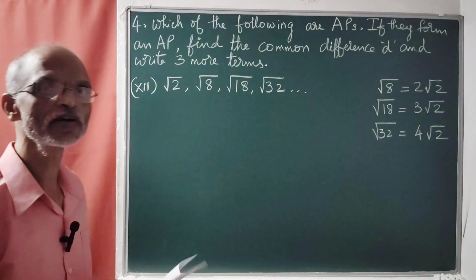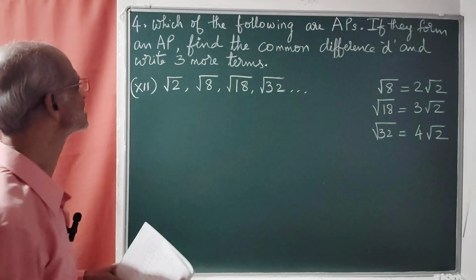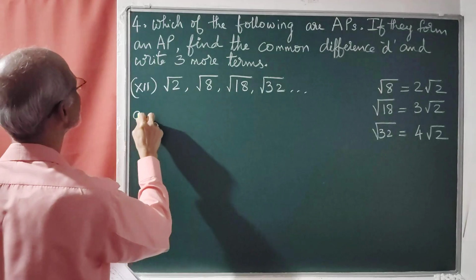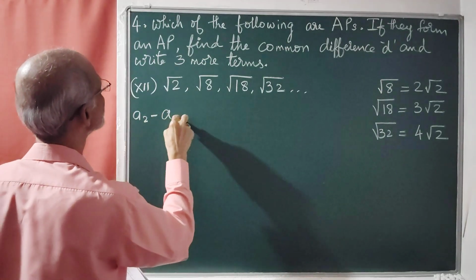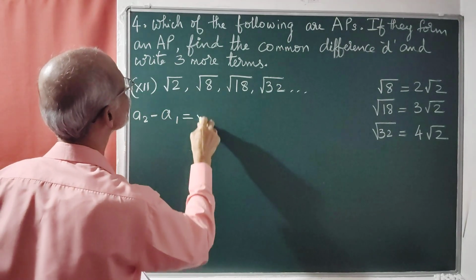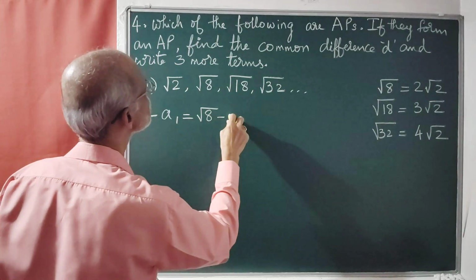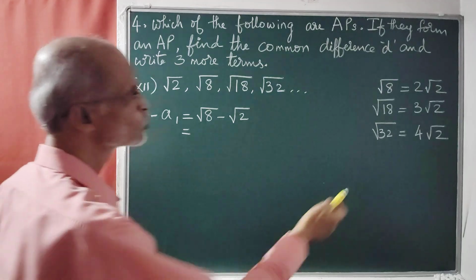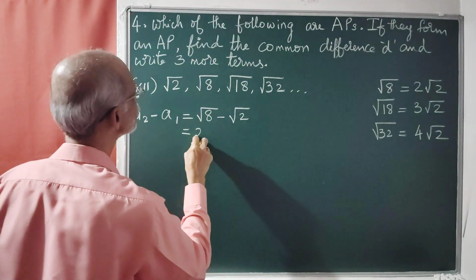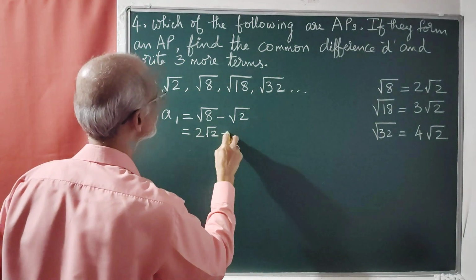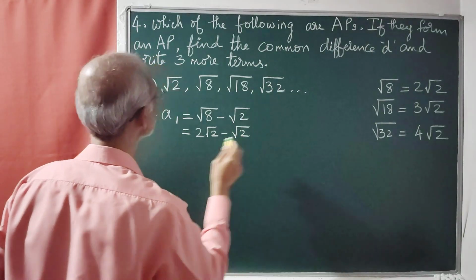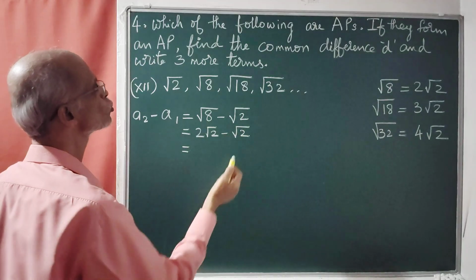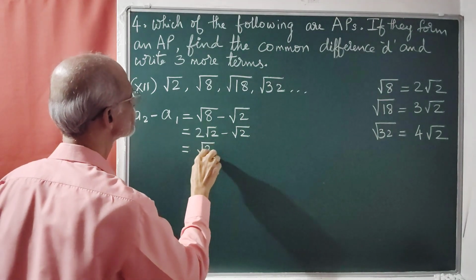So now we will try to find the difference between the terms. So a2 minus a1 is root 8 minus root 2. The simplest form of root 8 was 2 root 2. So 2 root 2 minus root 2. What we get? We get root 2. 2 root 2 minus root 2 is root 2.